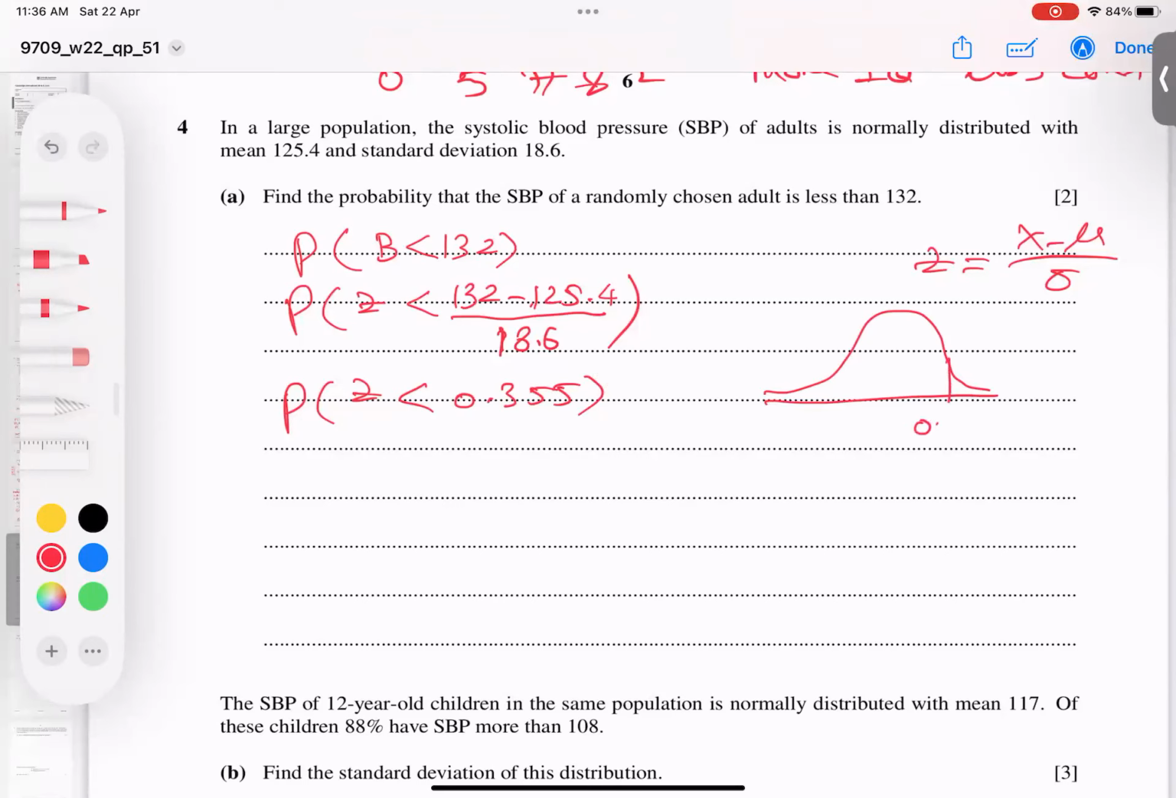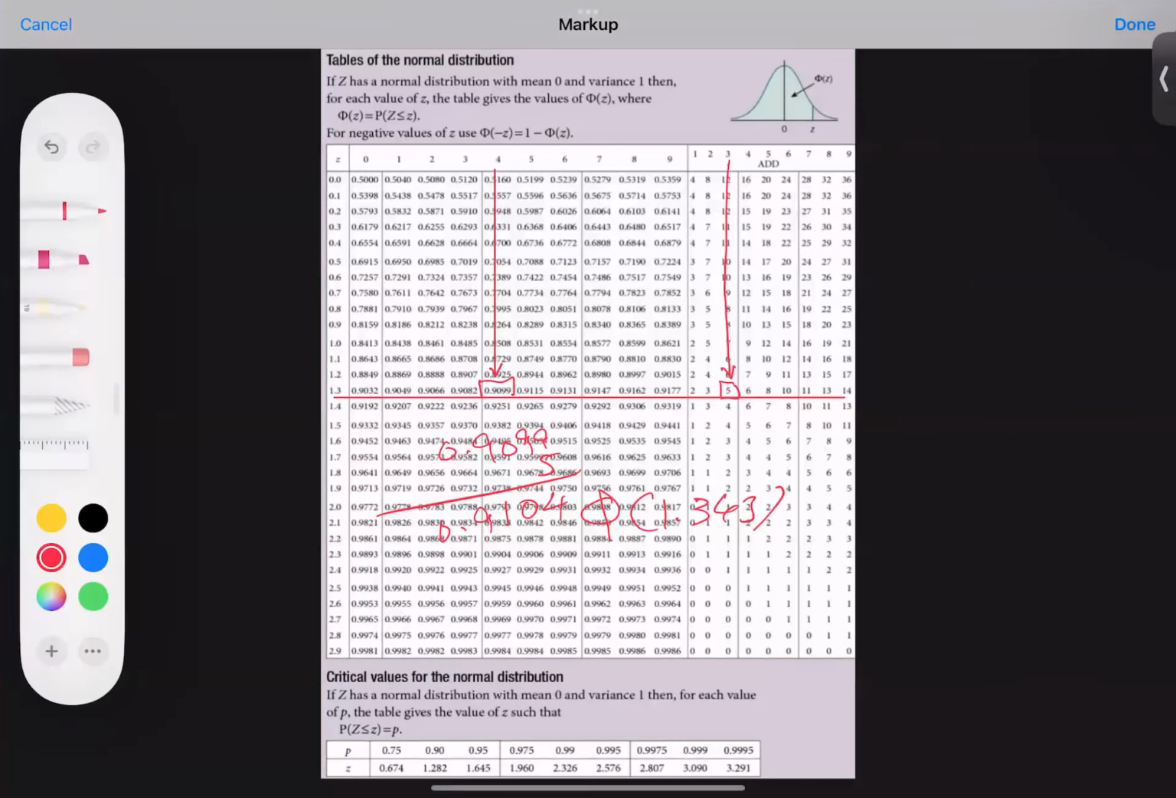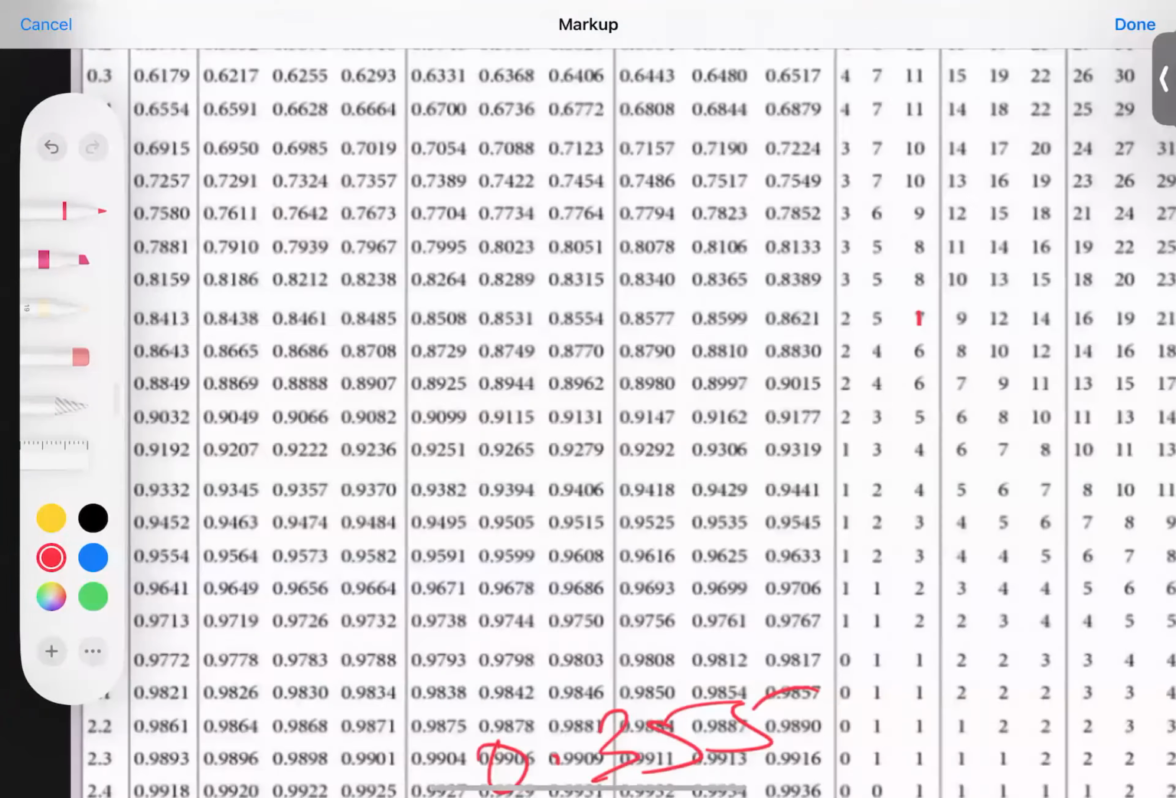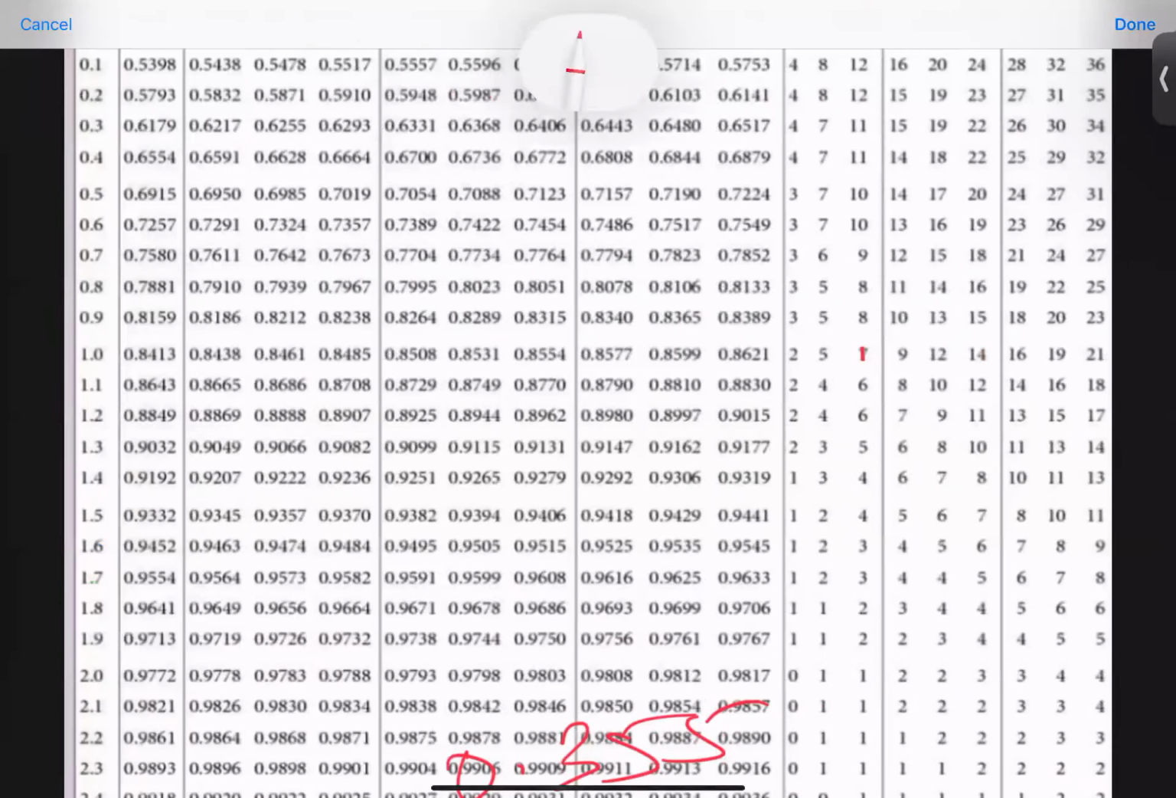So here 0.355. And lesser means what? Lesser means, on the number line, if this is called lesser, this is called more. So lesser is this part. So I'm going to find phi of 0.355 from the distribution table. So let's start here. And I'm looking for the number I said before, 0.355.